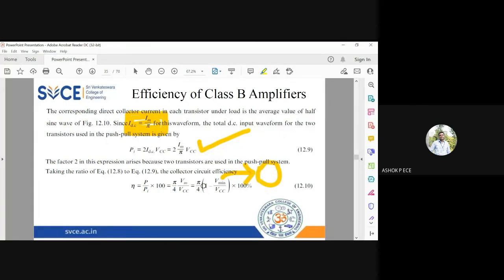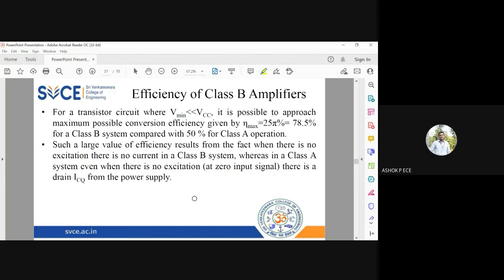Pi is 3.14. So 3.14 by 4, if you calculate, you will get the answer to be 78.5%. Assuming V minimum is 0, usually V minimum will be 0.1 or 0.2, very, very small when you compare to VCC. So when you substitute that, you get the maximum possible efficiency for a class B amplifier is 78.5%, whereas it is only 50% for class A.